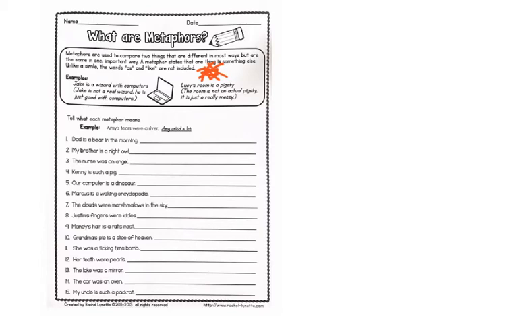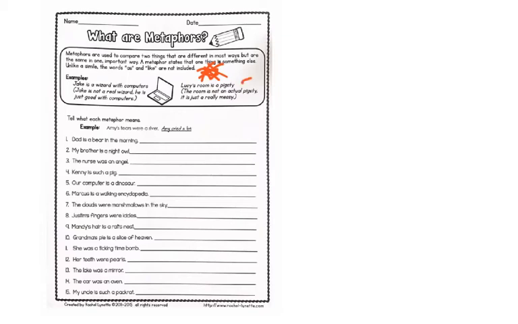Examples. Jake is a wizard with computers. Because Jake is not a real wizard, he's just good with computers. The comparison between Jake and being a wizard is accurate, but we know that wizards don't exist, even though we'd really like them to. And I don't know about you guys, but I love me some Harry Potter.